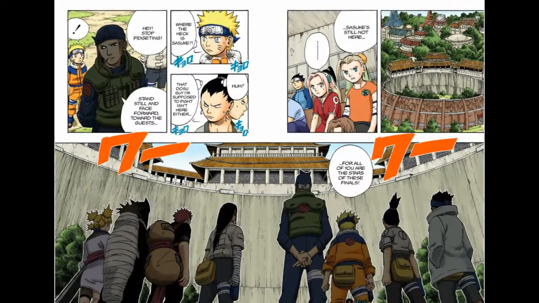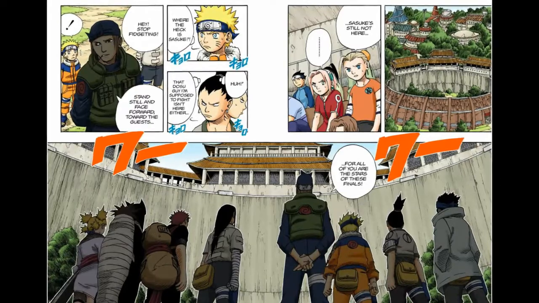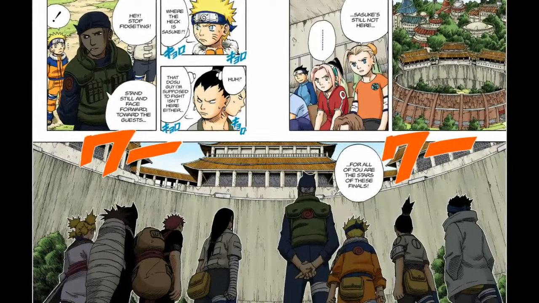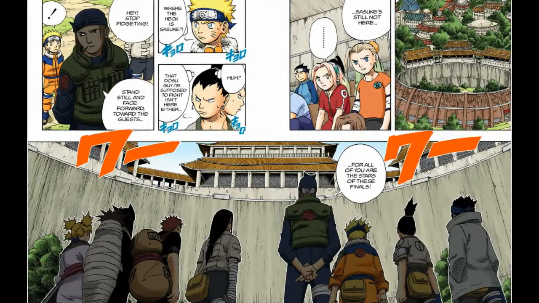When Orochimaru executes his plan, there are many fights, the main ones being Shino vs Kankuro, Sasuke vs Gaara, Naruto vs Gaara, and Hiruzen vs Orochimaru. Now, onto beats.